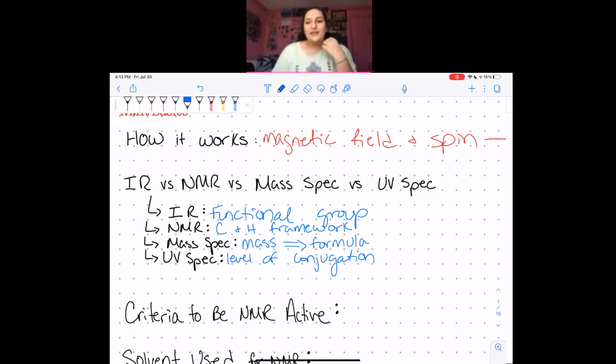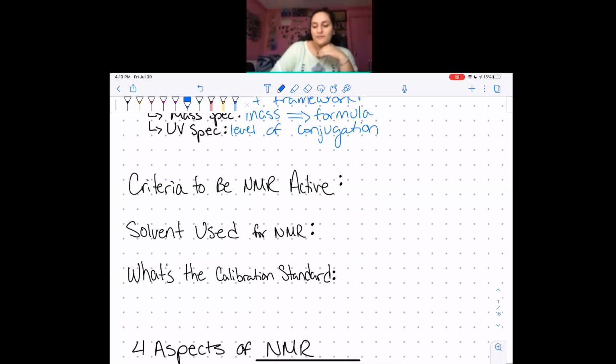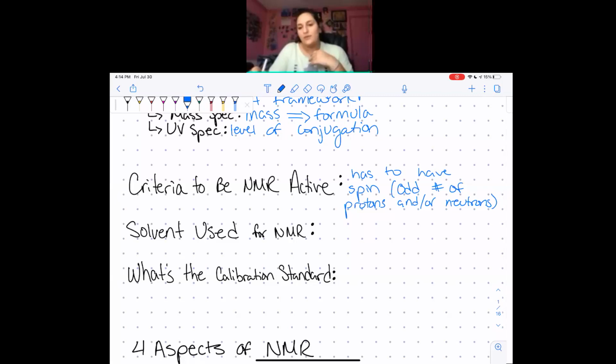Anywho, so the criteria to be NMR active is it has to have spin. Which we can say, in order to have spin, something must have an odd number of protons and/or neutrons. We did a bunch of these examples throughout the semester, so if you don't know what I'm talking about, please go back and watch the Chapter 9 videos.